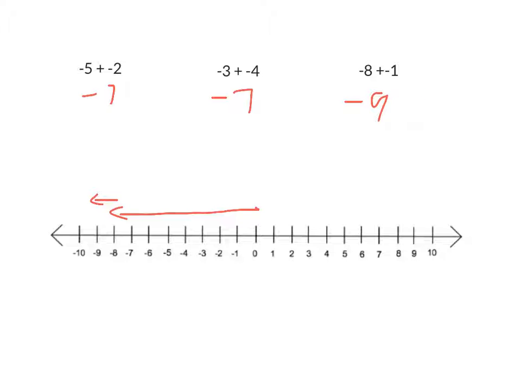So now I look at my sums, and in the first one I have 5 plus 2. 5 plus 2 is 7, and it's negative because the two addends are both negative. In the second problem, -3 plus -4, the sum is -7. 3 plus 4 is 7, and it's negative because the two addends are both negative. And in the final problem, 8 plus 1 is 9, and it's a -9 because the two addends are both negative. So we could say when it's like signs, we add them together and take the sign they share.